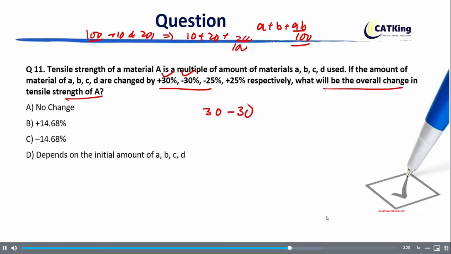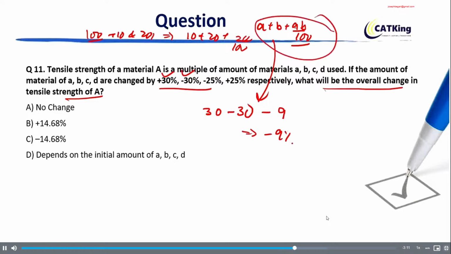So what this will be? 30 minus 30 using this formula, A plus B plus AB by 100. So minus 30 into 30, 900 by 100, so this is minus 9%. Okay. I hope you have learned this formula. Very simple formula. You should have learned this in the basic videos. Okay. Talking about these two.